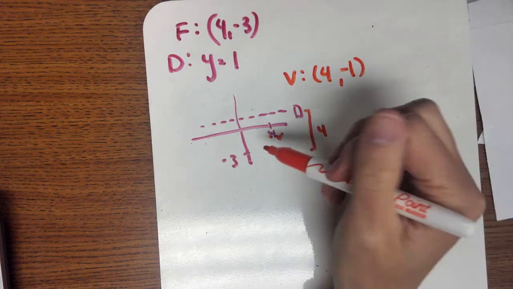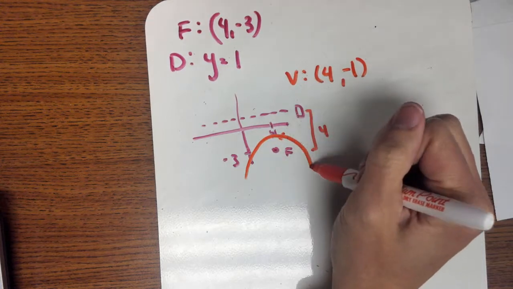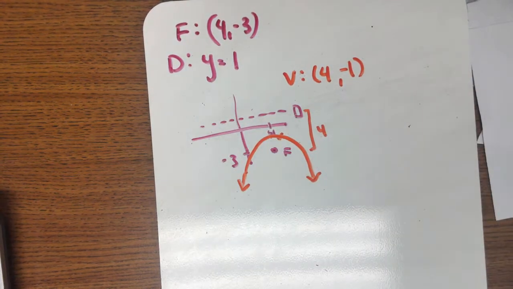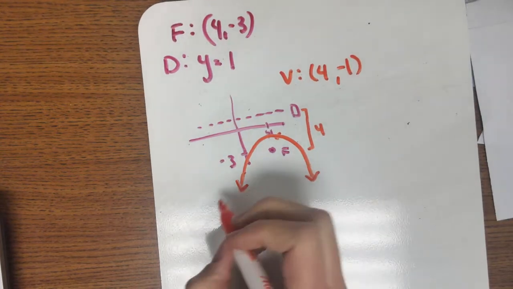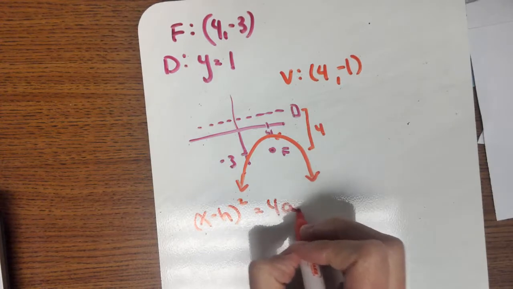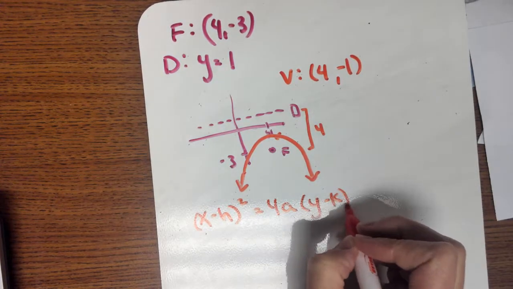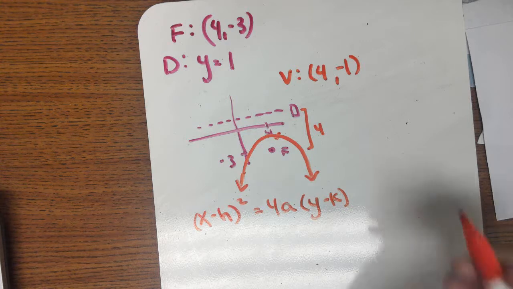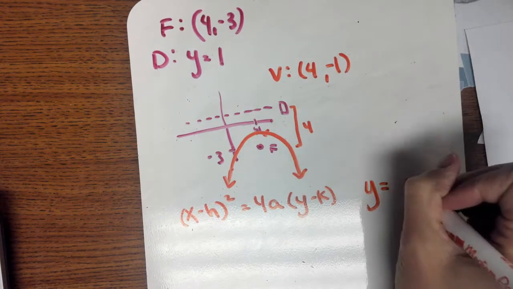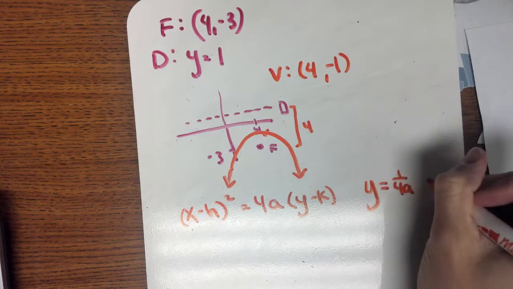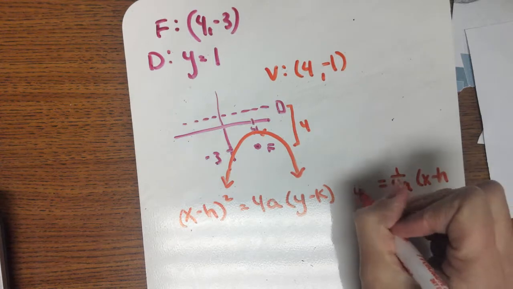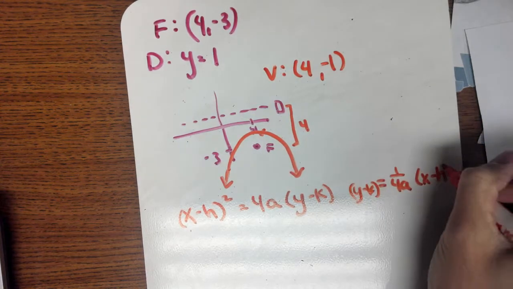I also know that the parabola opens around the focus. So it's going to be a negative vertical parabola, which means I'm going to plug into this format. Equals 4a, y minus k, and then we just leave it. So you guys also could think of this as y equals 1/4a, x minus h, y minus k, x minus h squared.